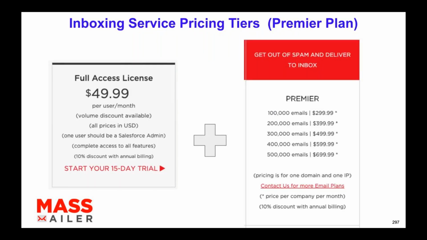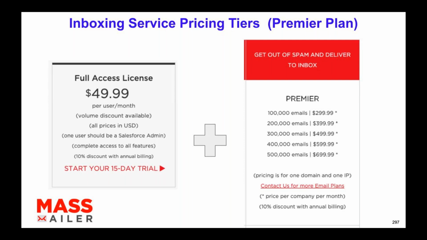Just to show you how the pricing tiers work. Again, we have detailed pricing on our website. At a high level, you purchase a license per user per month, $49.99, and then you add the premier plan, which has the inboxing plan in it. It starts at 100K, $299.99, and then it keeps going up: 200, 300, 400, 500. If you need it beyond 500K, that's fine. You just let us know, and we'll give you a quote for that.